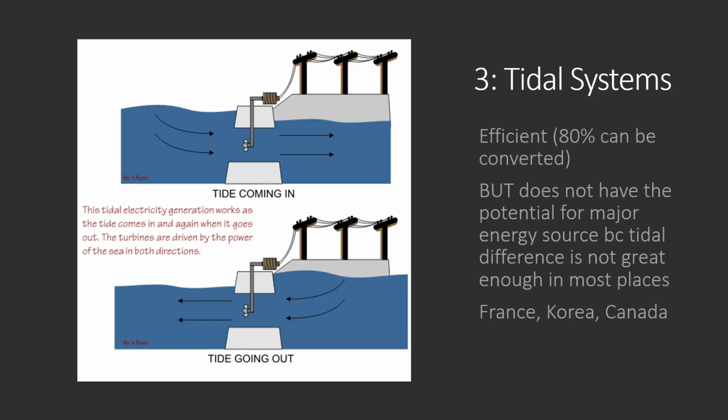And then the third type is tidal systems, where you actually use the power coming in from a tide to produce electricity. It is actually very efficient. 80% of the energy is converted. The problem is it does not have potential as a major energy source because, for the most part, the tidal difference isn't big enough in most places.